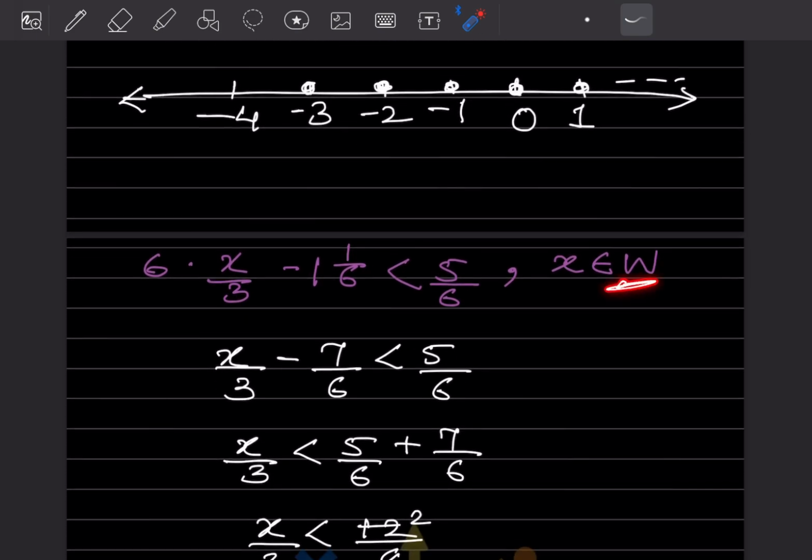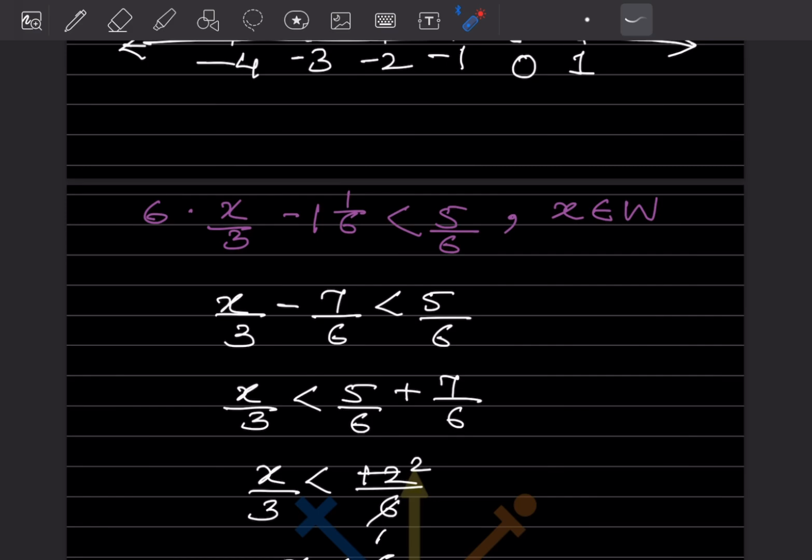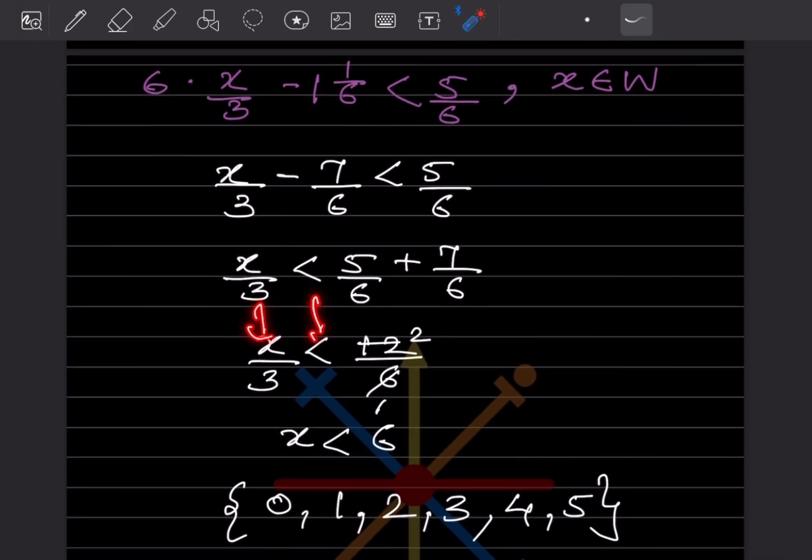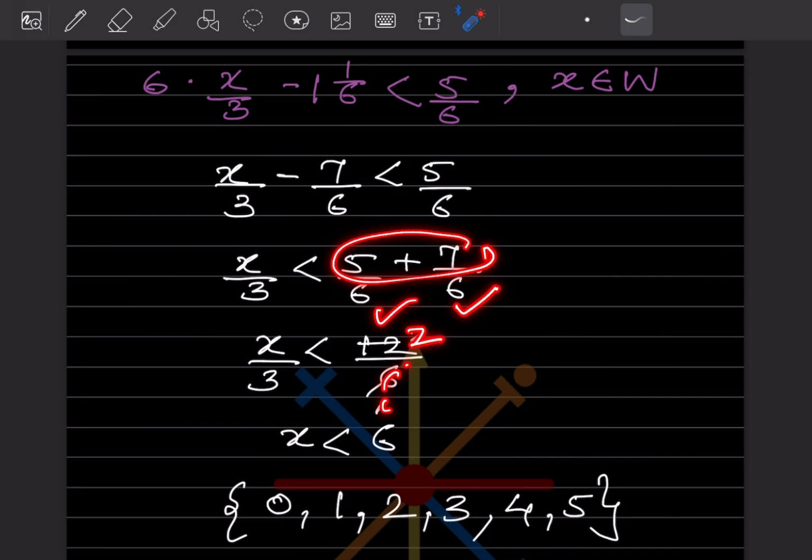So here the whole numbers. So this will be the same. This is going to be, you are going to multiply 1 into 6, that is going to be 6 plus 1, that will be minus 7 by 6. This is the same, this is the same. So we'll keep x on one side, this same, this same. Minus 7 by 6 is going to be plus 7 by 6. So here x by 3 is less than, the denominator is 6, so you are going to just add it, 12 by 6, which is going to be 2.